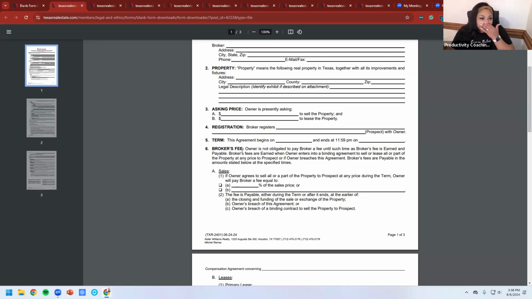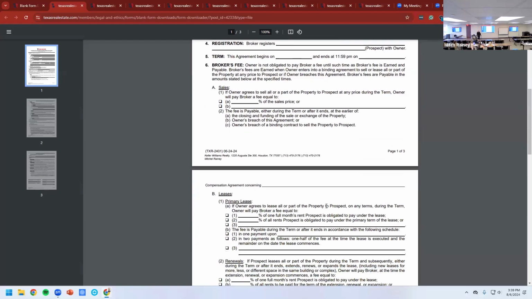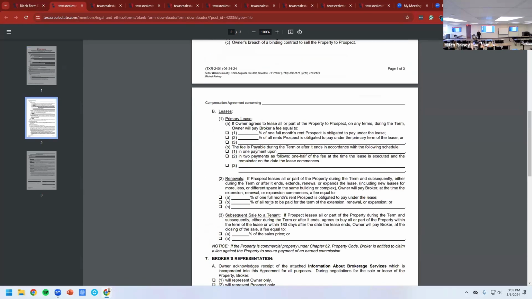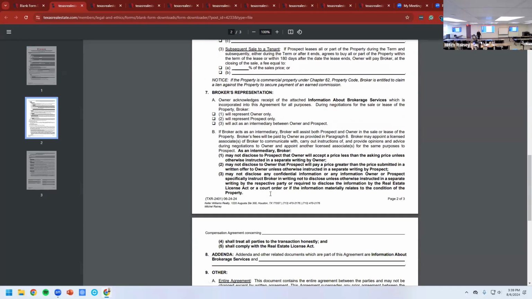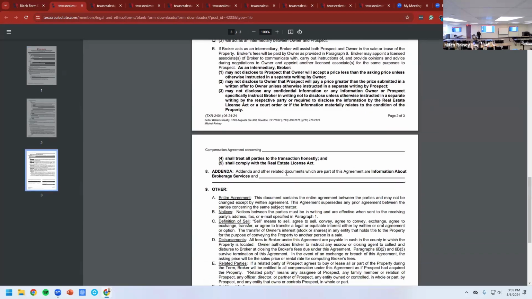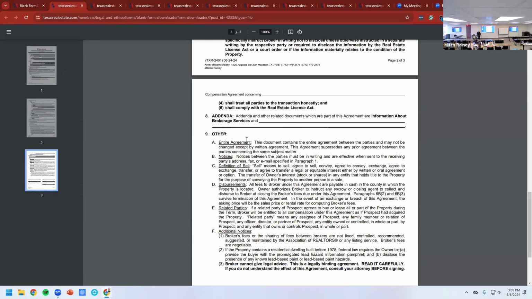Yeah, we have gone back and forth, Maria, with the term here, and I don't know yet. After we get into it, we may have a little bit more. Then it talks about what percentage of the sales price or the flat fee. Has the same thing for leases. Who will the broker represent? This is the form that we use for sale by owners most of the time.